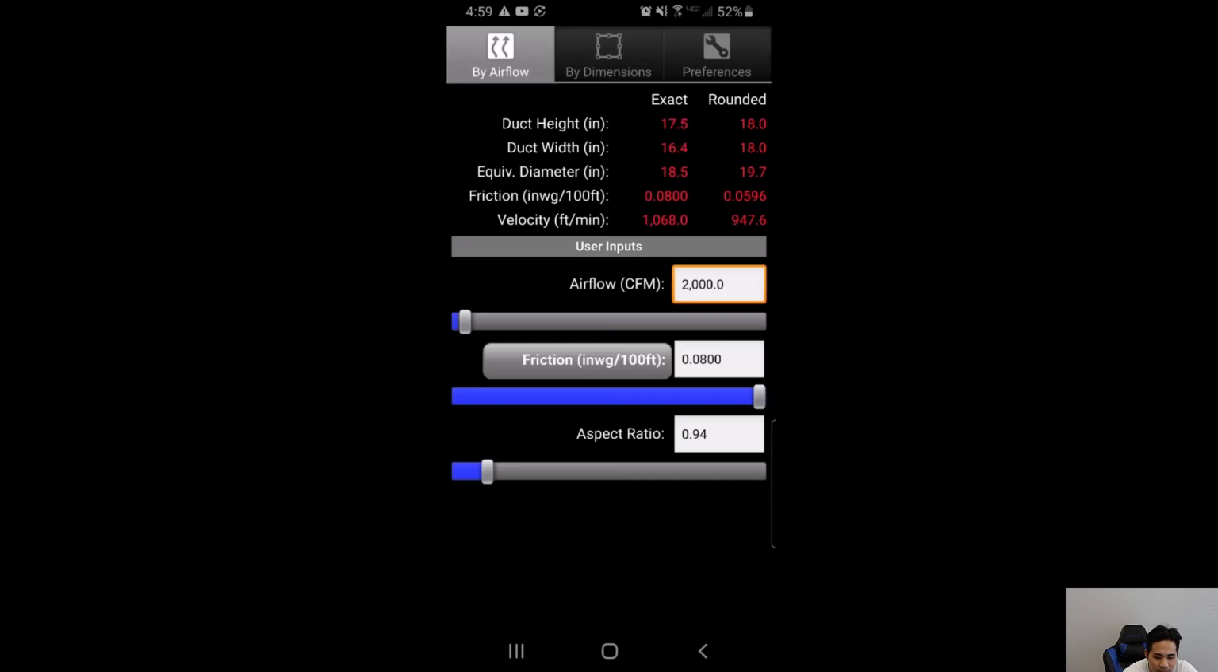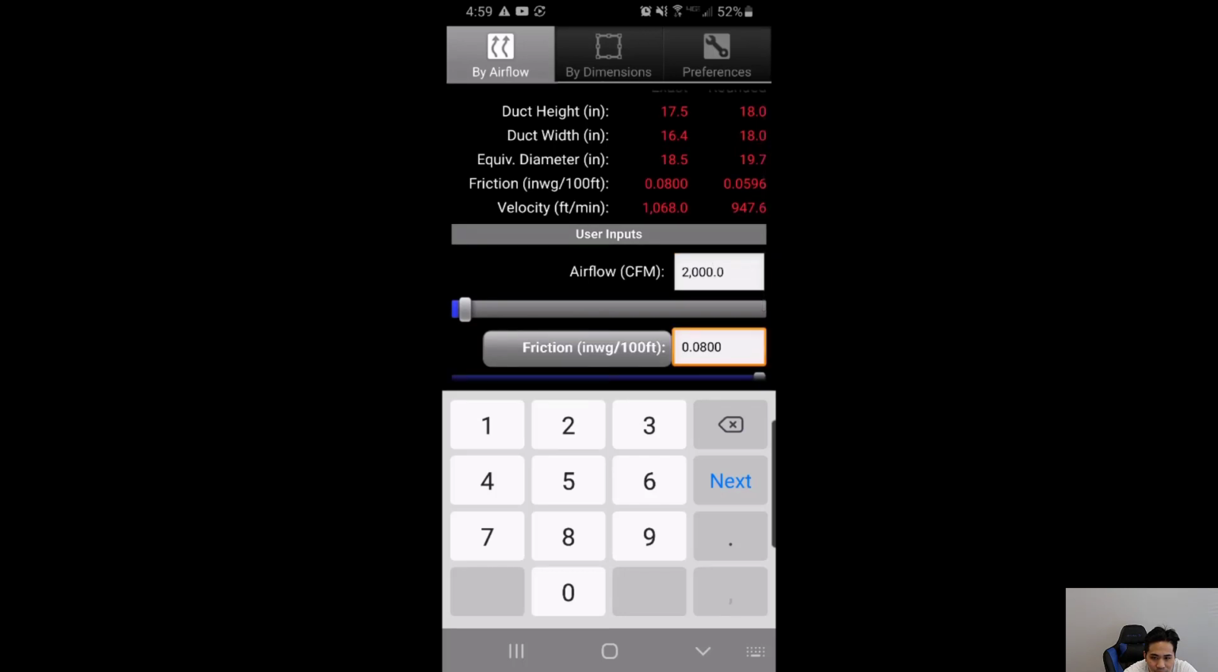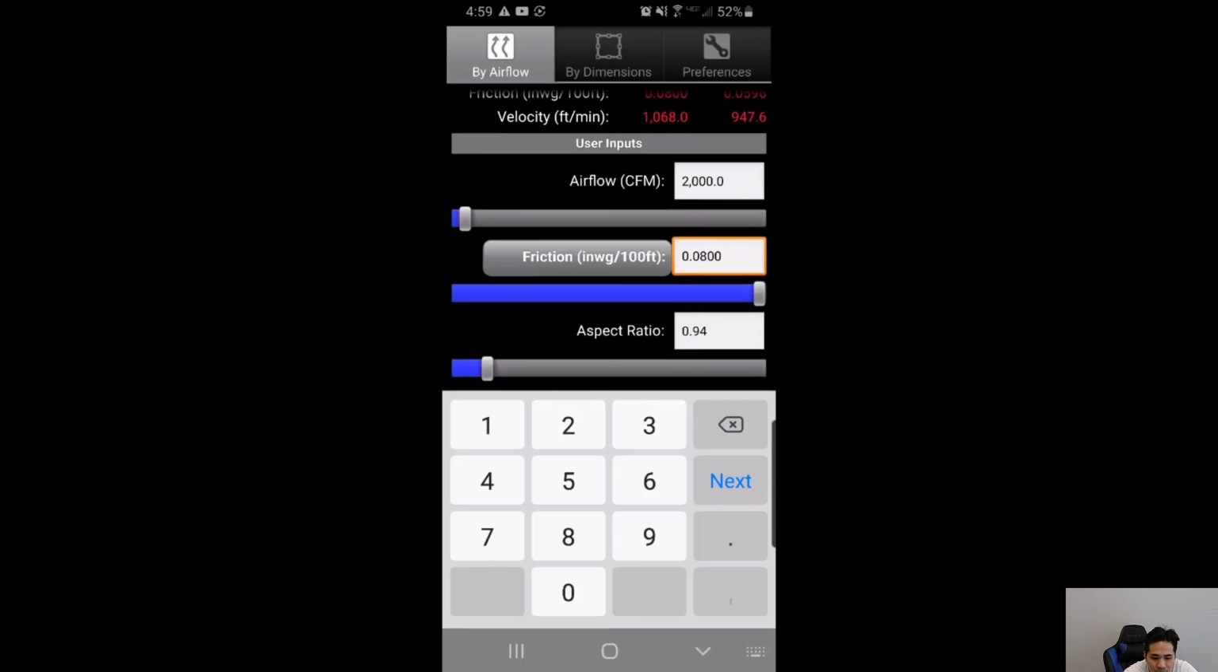Okay, so for this example, we're going to have the 2000. So I typed it in this field up here, 2000. And the friction loss, again, you could type in the 0.08 inches of water column, which is similar to water gauge in this case, per 100 feet. So I'm going to set that to 0.08, which is the standard friction loss.